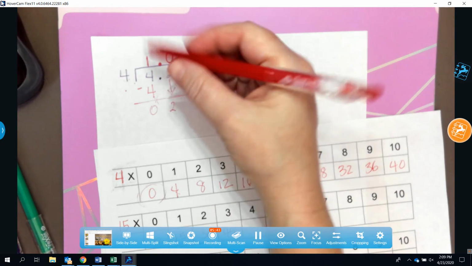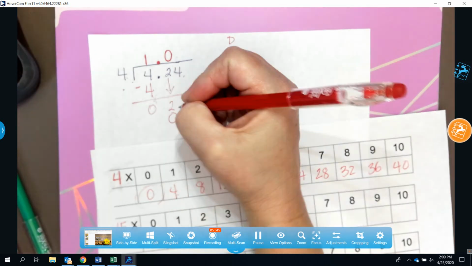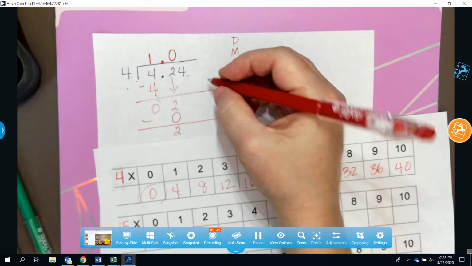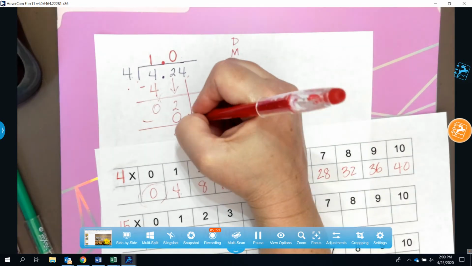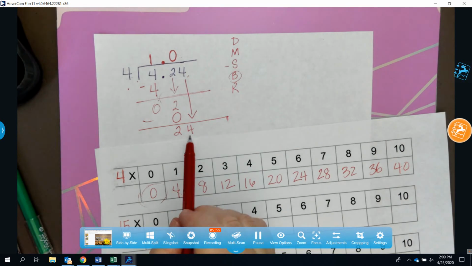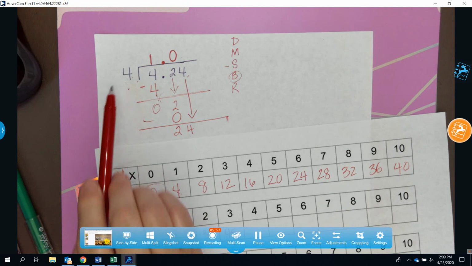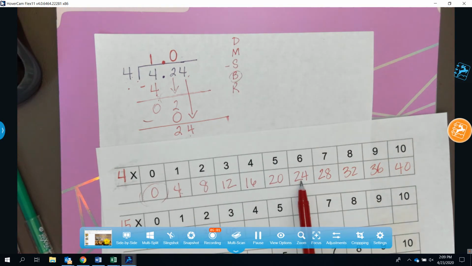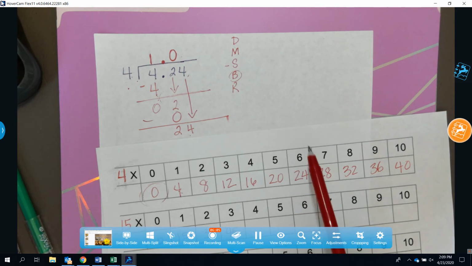So 0 times 4 is 0. We subtract. 2 minus 0 is 2. Now we bring down the 4. Now we have 24 divided by 4. So we're dividing again. So we look for 24 on here. Here's our 24. How many times will 4 go into 24? 6 times.